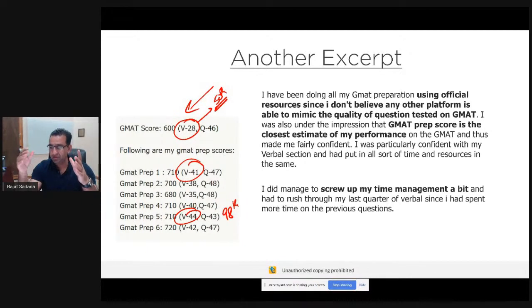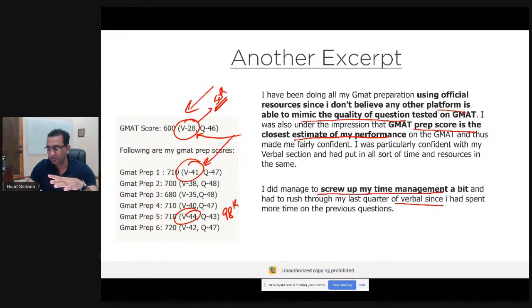And this person has been saying, I've been doing all my GMAT preparation using official resources since I don't believe that any other platform is able to match the quality of questions tested on the GMAT. I was also under the impression that the GMAT Prep score is the closest estimate of my performance. Okay, so this person was scoring a V41 in her mocks, got a V28. And again, one of the things that she's blaming is, I screwed up my time management a bit, and I had to rush through the last quarter of verbal.